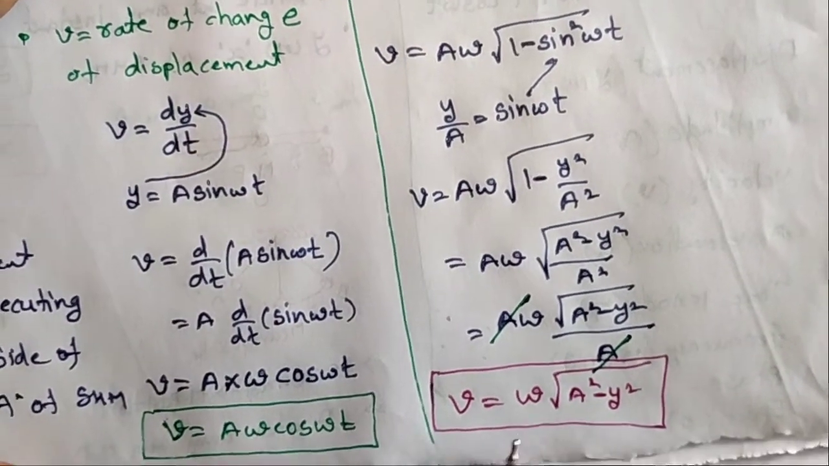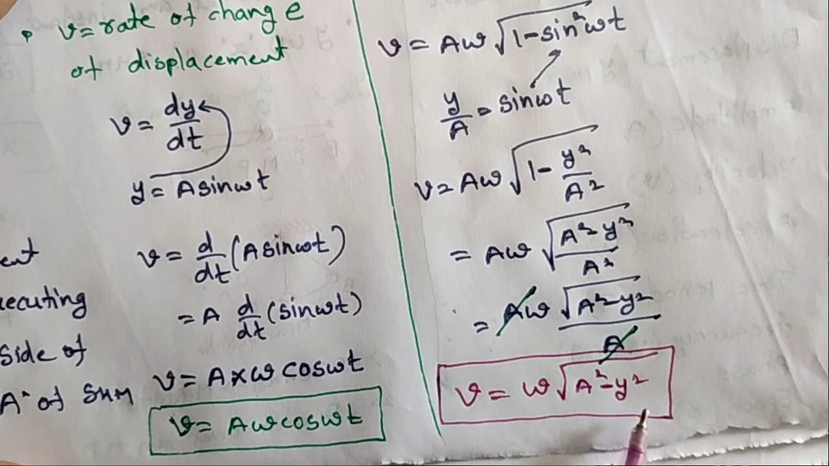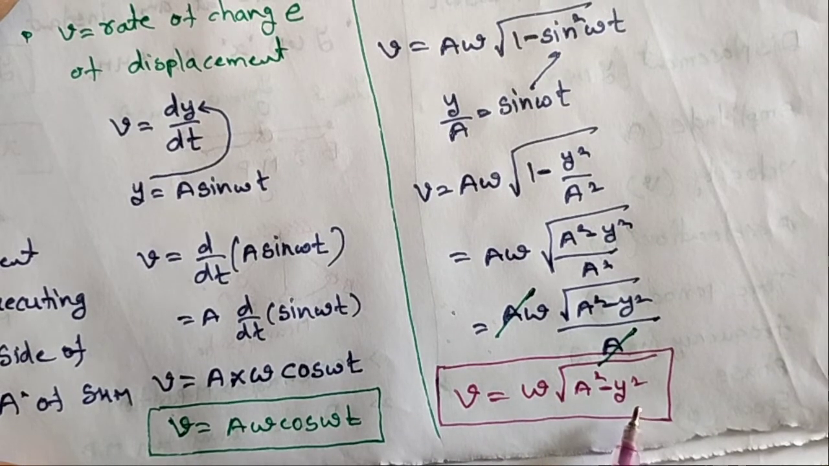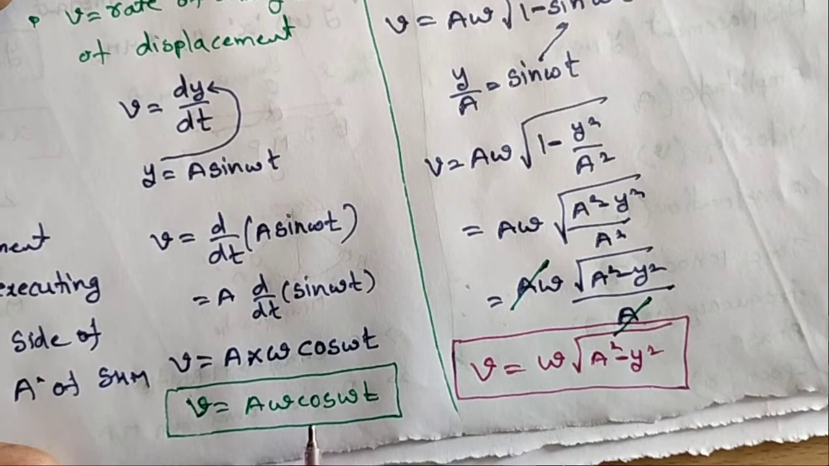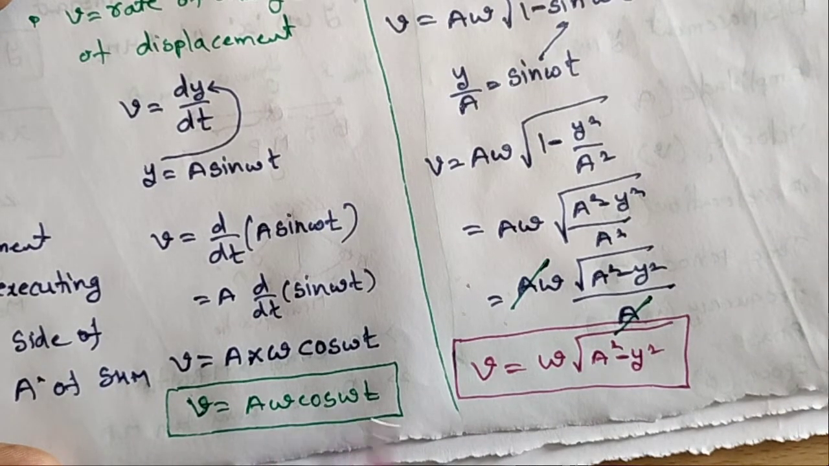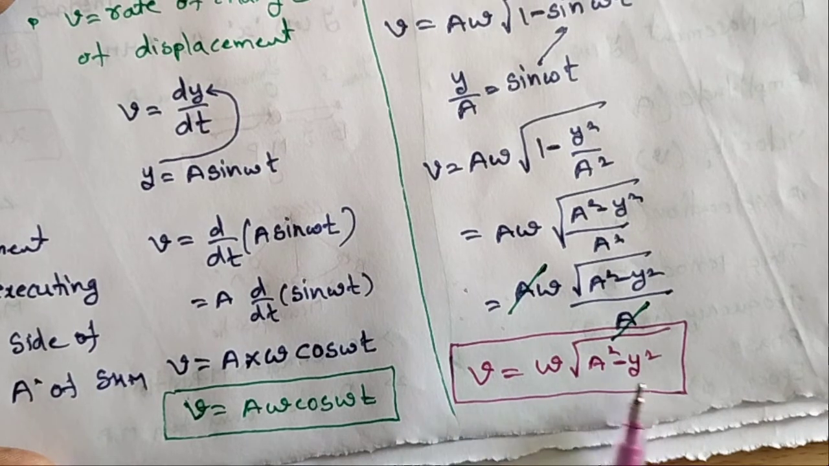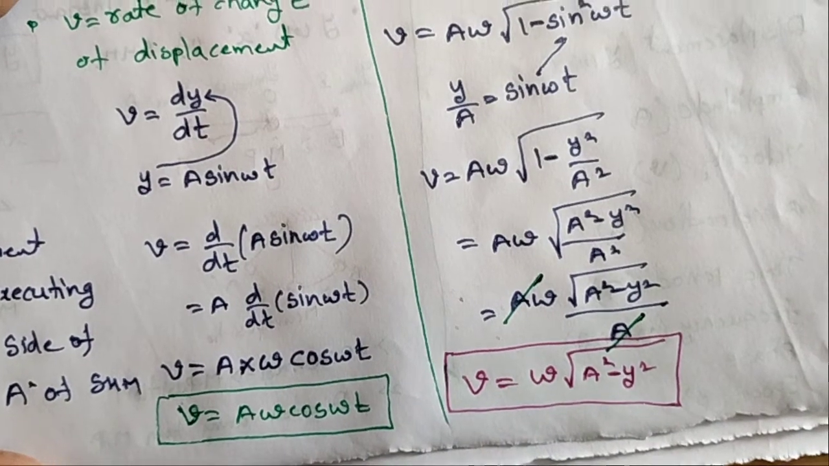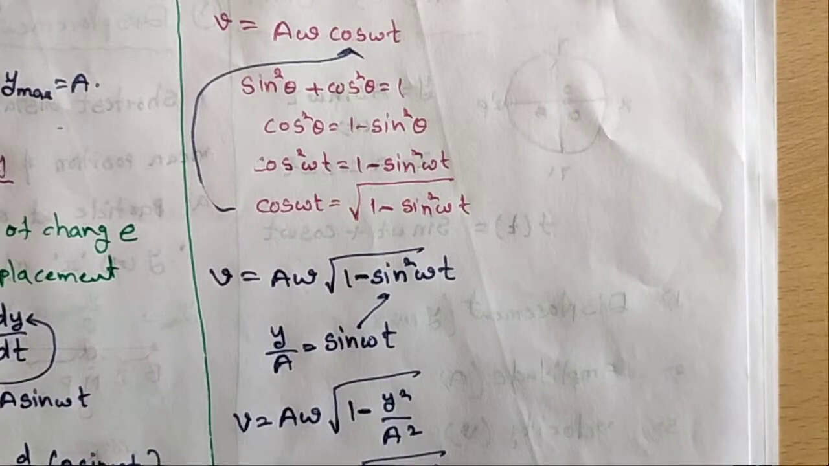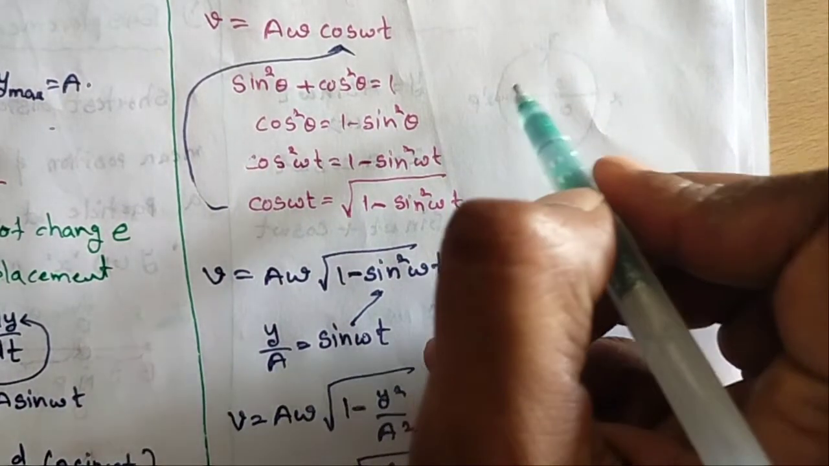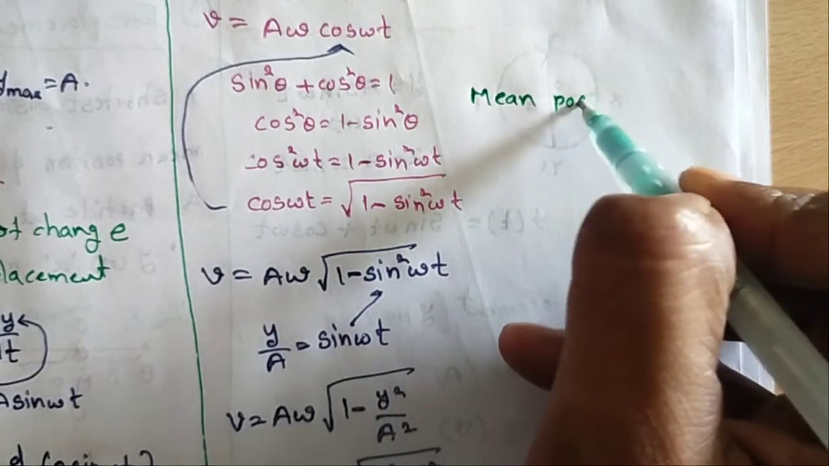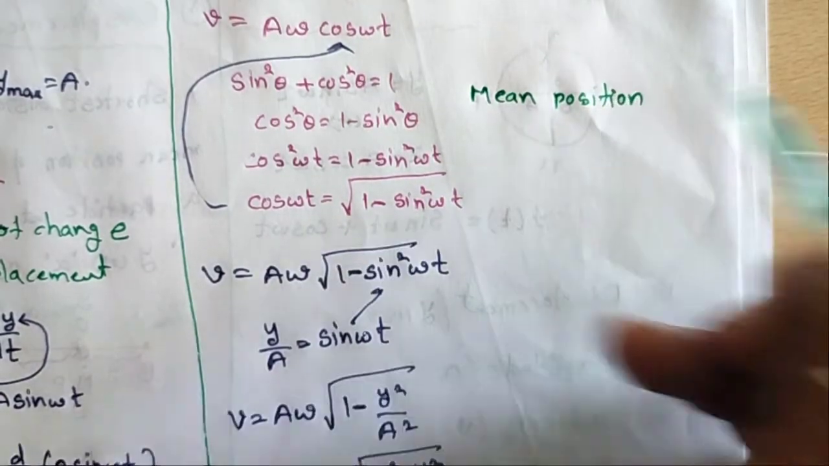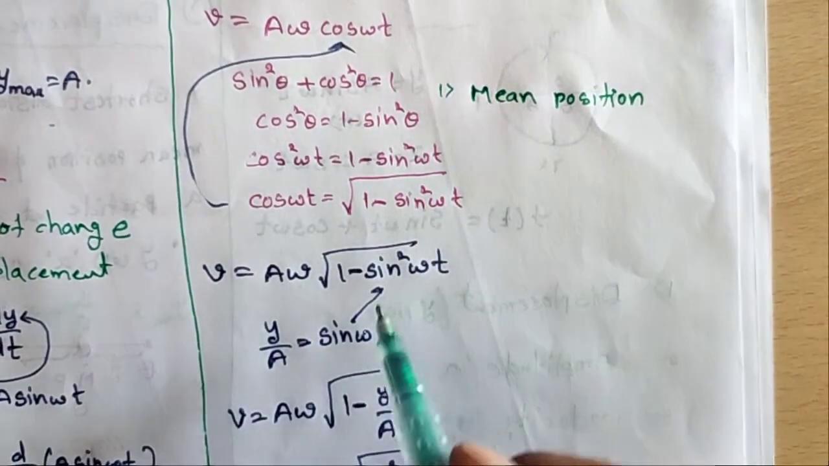So v is equal to omega under root of a square minus y square. This is also one equation of the velocity. The general velocity is in terms of amplitude and theta, and here, in terms of amplitude and displacement, v is equal to omega under root of a square minus y square. I am taking two cases here. One is the mean position velocity, which I take first, and the second is the extreme position.